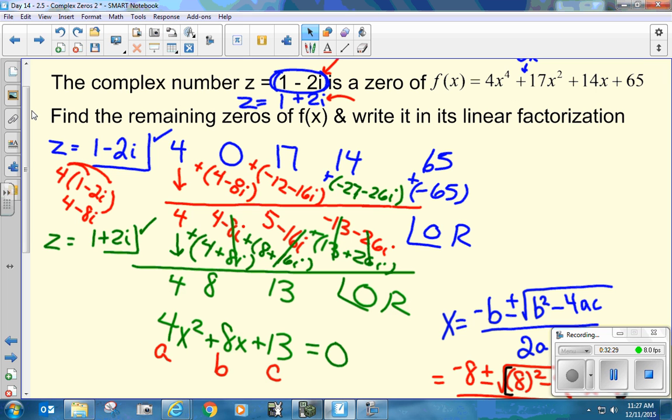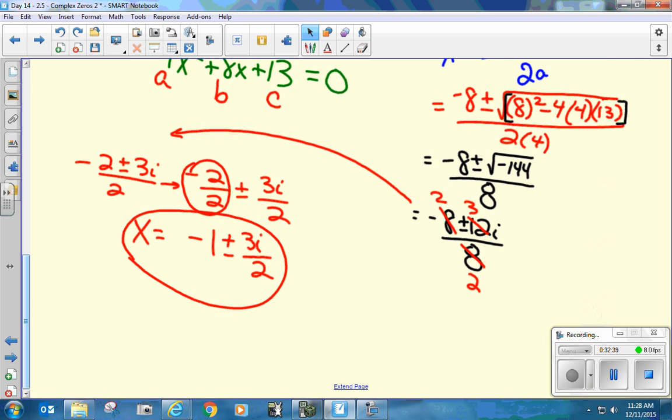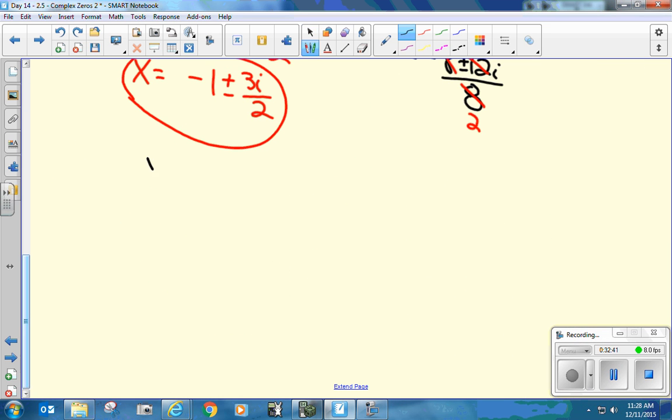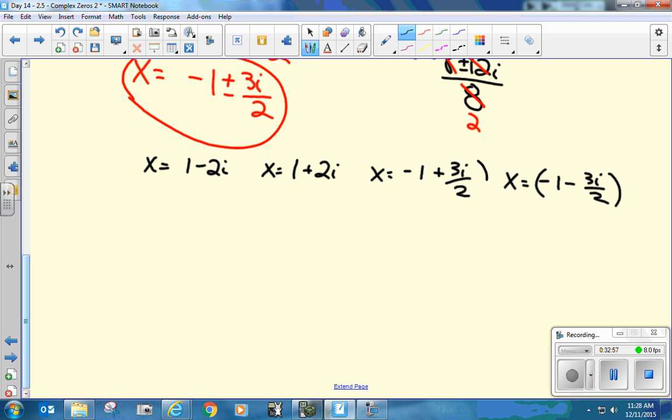You guys are comical. All right, first let's write it in its linear factorization. Hold on, let's list our roots. Our roots are 1 minus 2i, 1 plus 2i, negative 1 plus 3i over 2, negative 1 minus 3i over 2. They're all imaginary, so they don't touch the x-axis.